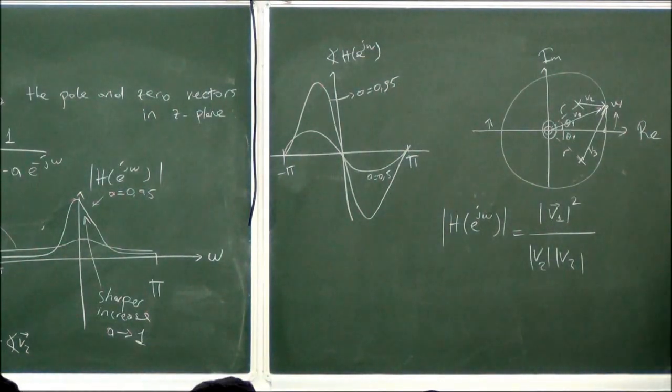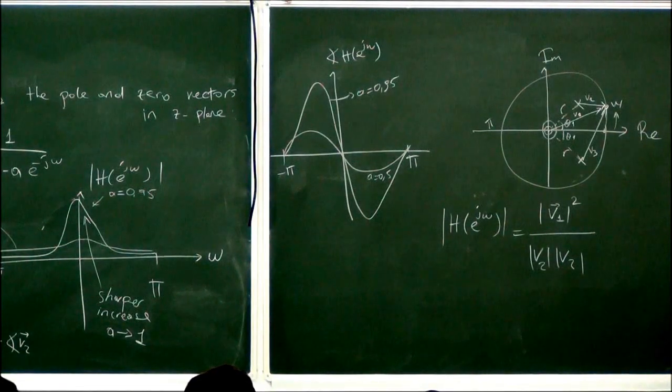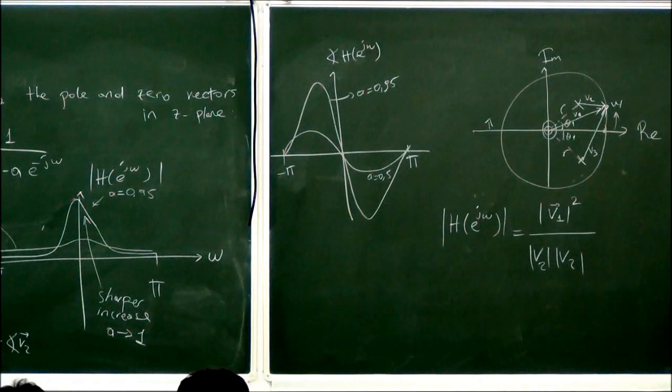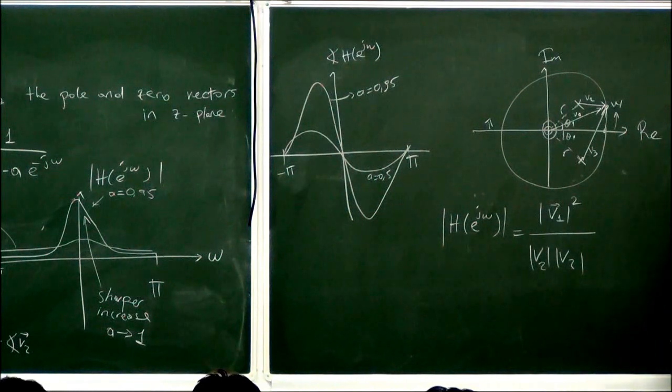Let's try to plot simply the magnitude response of these poles and zeros. This is a geometric evaluation in this case.